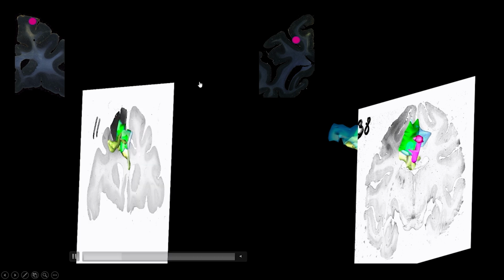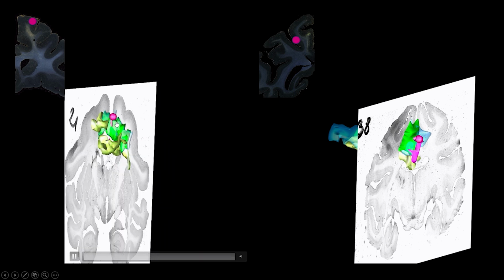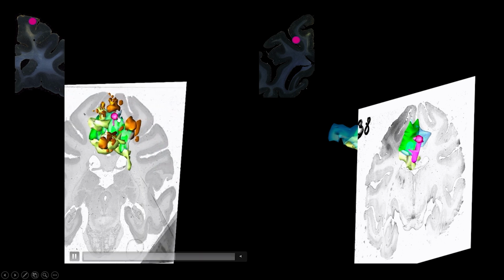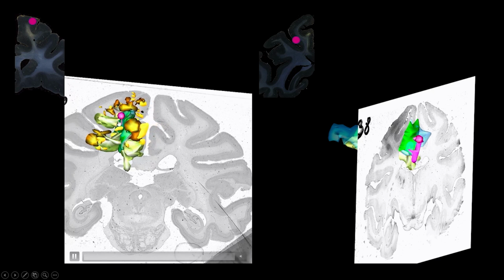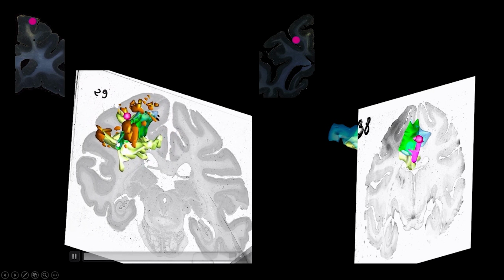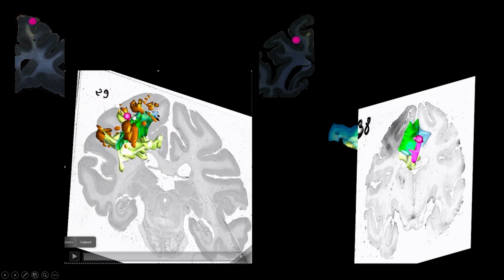Here there are two other cases. This case has an injection in region 6, and again the colors are the same. We can see fibers projecting frontal to region 9, and other fibers projecting posterior to the parietal regions.